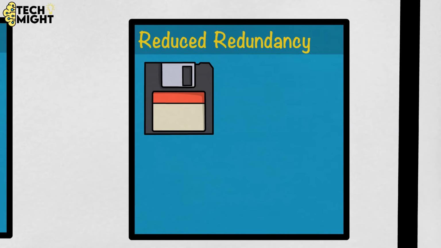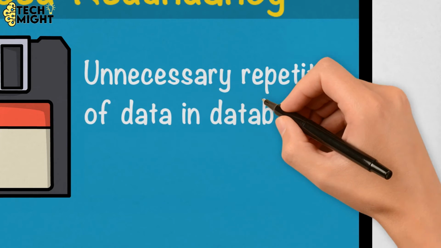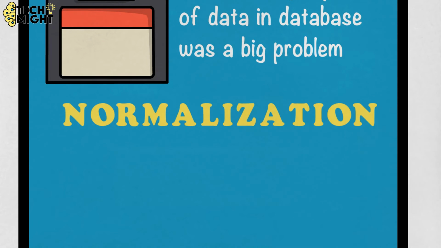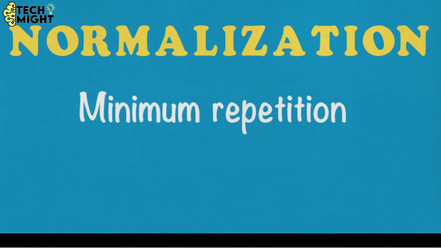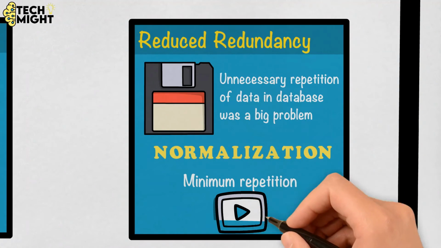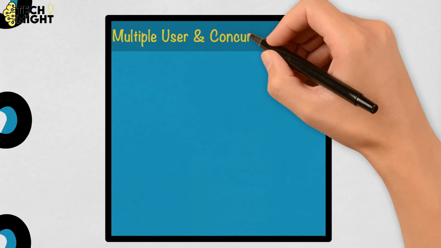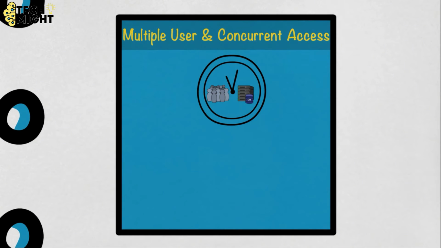2. Reduced redundancy. In the modern world, hard drives are very cheap. But earlier, when hard drives were too expensive, unnecessary repetition of data in database was a big problem. But DBMS follows normalization, which divides the data in such a way that repetition is minimum. We will know more about normalization in later videos. 3. Support multiple user and concurrent access. DBMS allows multiple users to work on it at the same time and still manages to maintain the data consistency.